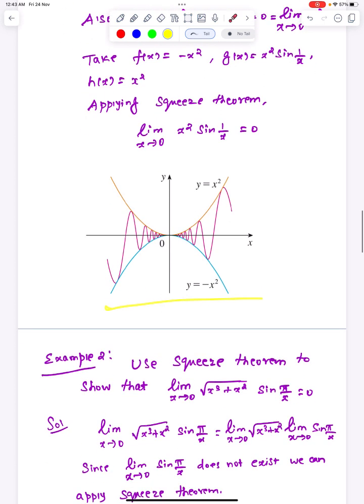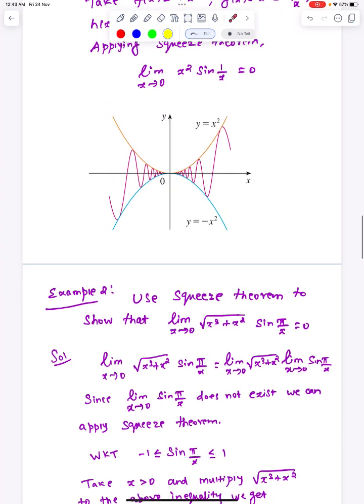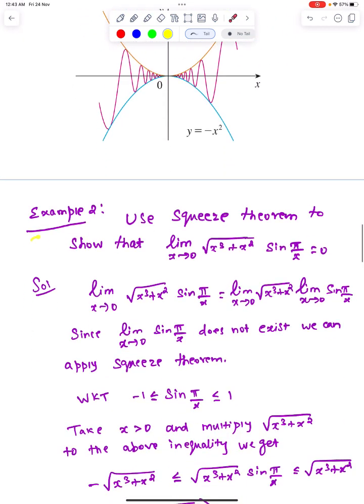It's going to be easy for you to understand, right? Now let us look at another example. We're going to use the squeeze theorem to show that the limit as x tends to 0 of the square root of x cubed plus x squared, multiplied by sine pi over x, equals 0.